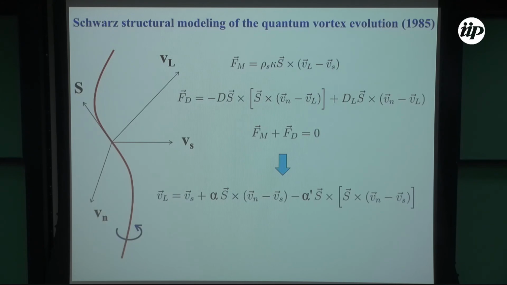So Schwarz considered the forces that act on this vortex filament, on the assumption that you don't have mass here. The sum of forces is 0. You have Magnus and the drag forces related to the interaction of the vortex filament with the normal components of the fluid. You get an expression for the velocity of the filament, which depends on some coefficients, alpha and alpha prime. These are the so-called mutual friction coefficients. They're associated to the Magnus force and the drag force exerted by interaction with the vortex.